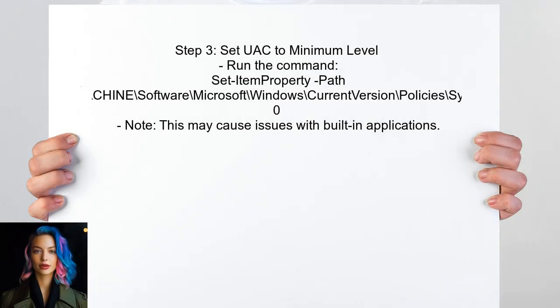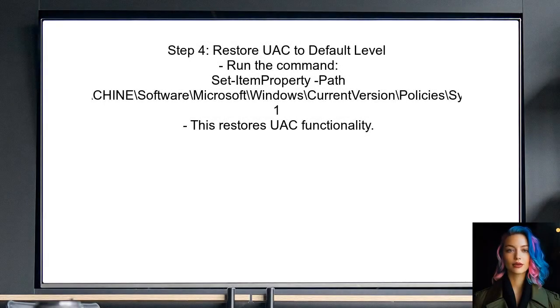Now, to set UAC to the minimum level, the user can use the command they mentioned earlier. However, it's important to note that setting EnableLUA to 0 can lead to issues with built-in applications. If the user encounters errors with applications after this change, they might want to consider setting UAC back to its default level. This can be done by setting EnableLUA back to 1.